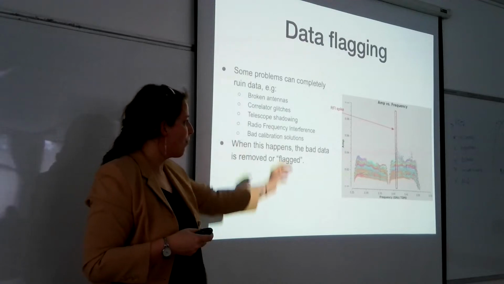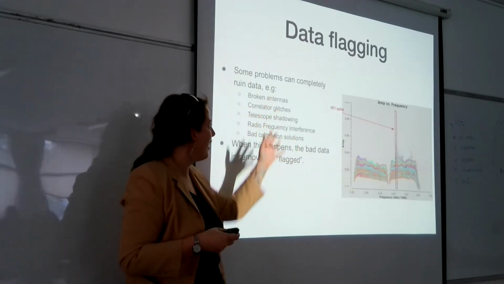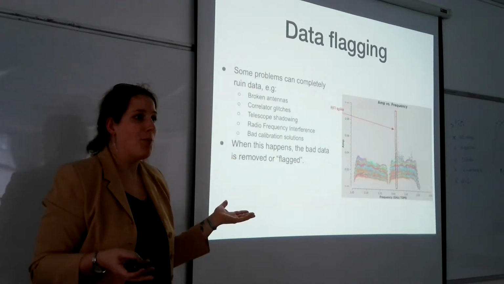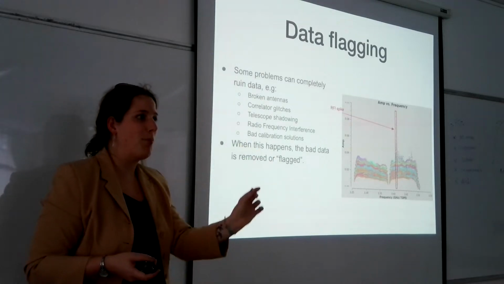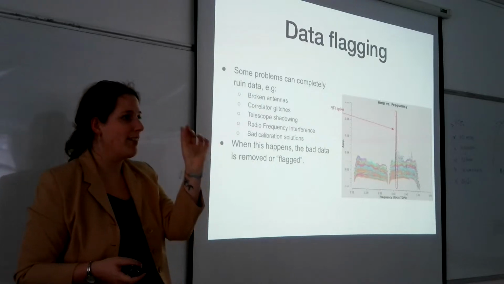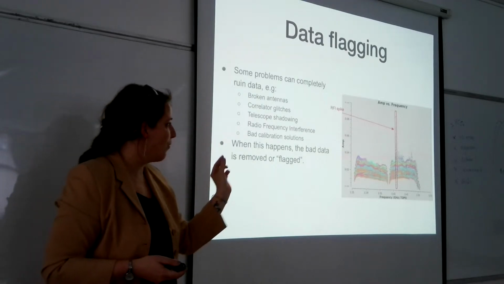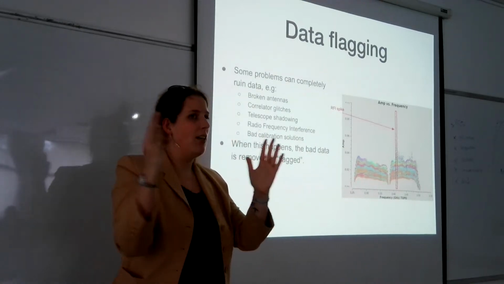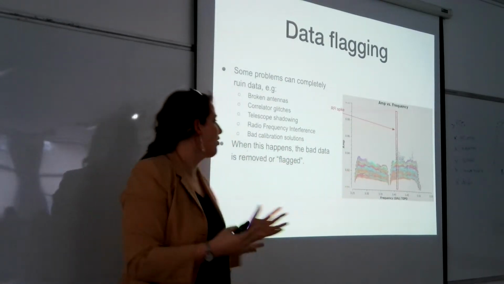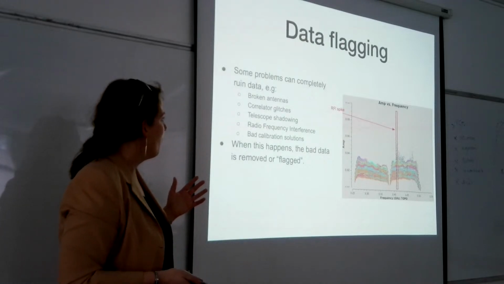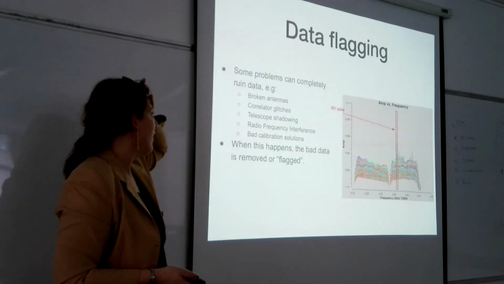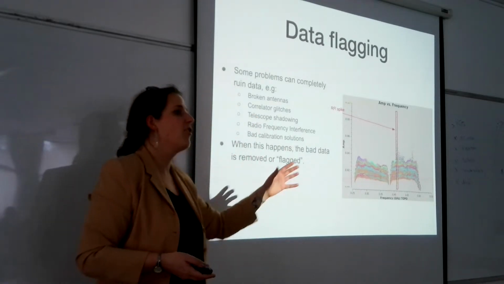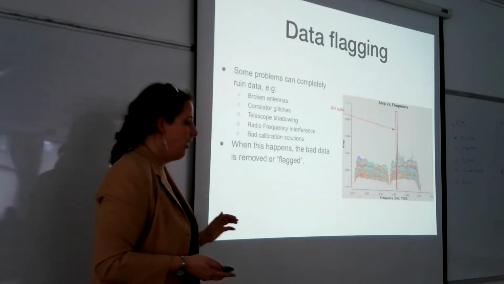There could be spikes in your data as a result of any of these glitches. In that case, we cannot calibrate for that. We just have to get rid of that piece of the data. We try to do that as little as possible, like only for a small frequency range, only for a small amount of time of your total observations. And essentially, when I say we get rid of data, we flag data. That means it's no longer used in the image.